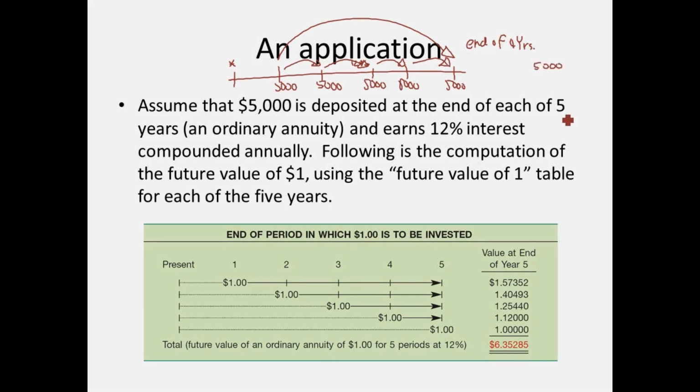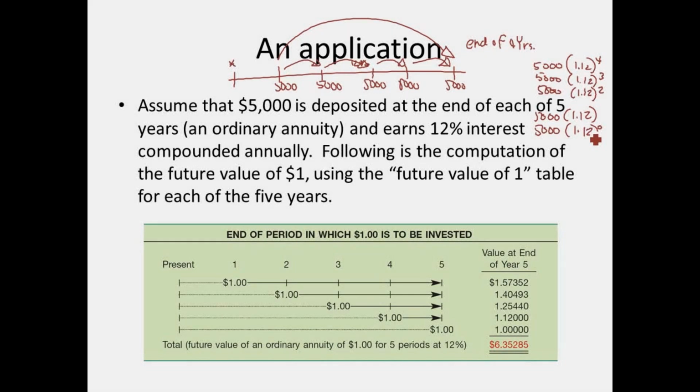So I would take the $5,000, and that first payment that I deposit is worth $5,000 times 1.12 raised to the fourth. And then the second deposit is worth $5,000 times 1.12 to the third, then 1.12 squared. And the last deposit is just worth $5,000. The last deposit I make at the very end of the fifth year, and now I'm tallying it up at the end of the fifth year, has that deposit had any chance to earn interest? No. So it's just worth $5,000. Okay? So that's what it is.